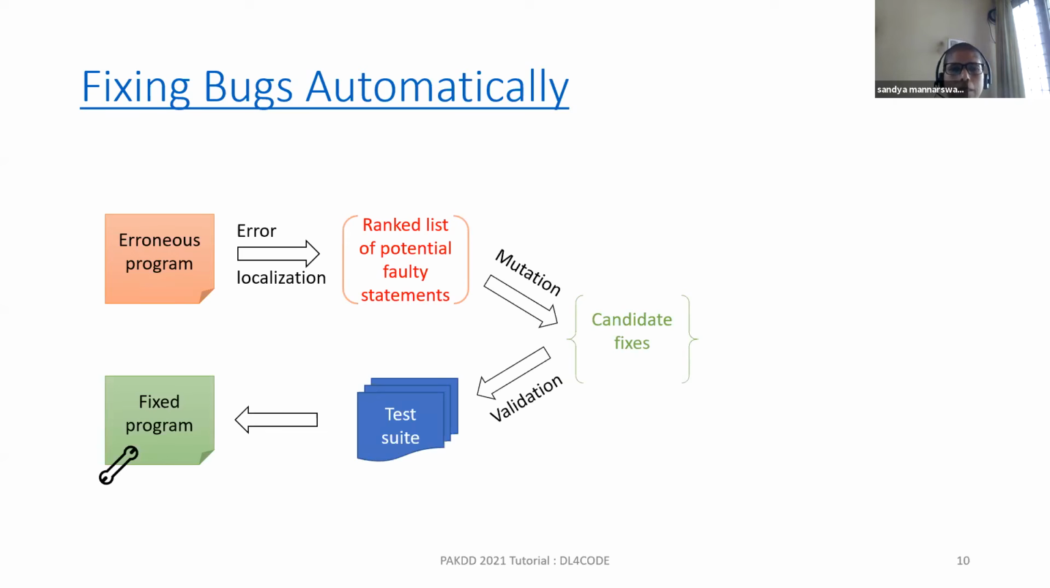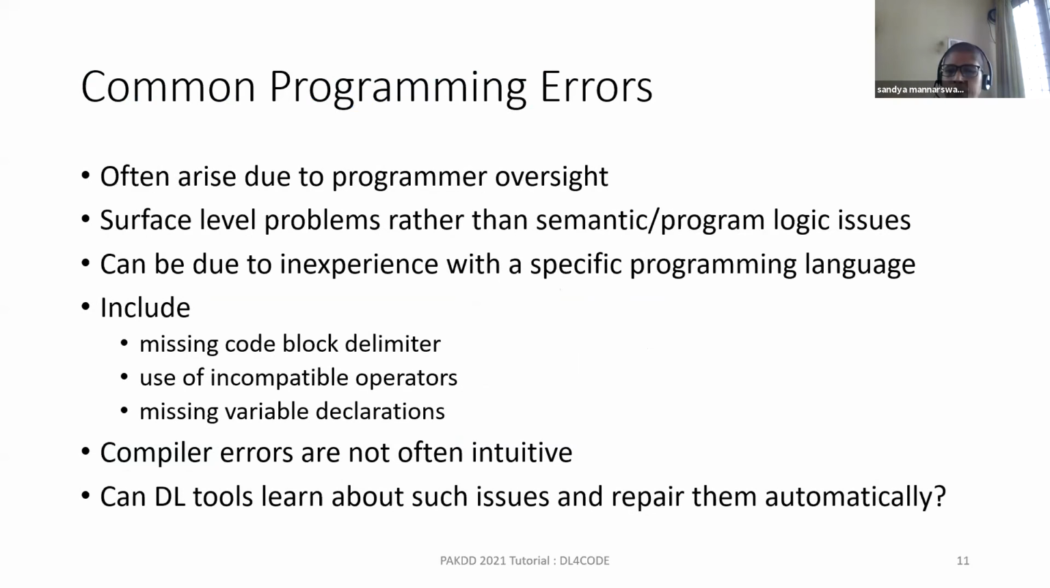So now you have a list of potentially buggy statements. Now you need another model which suggests the fixes for these buggy statements. So you apply those fixes and then validate whether the fixes have actually fixed the program. This is the life cycle for fixing bugs automatically.